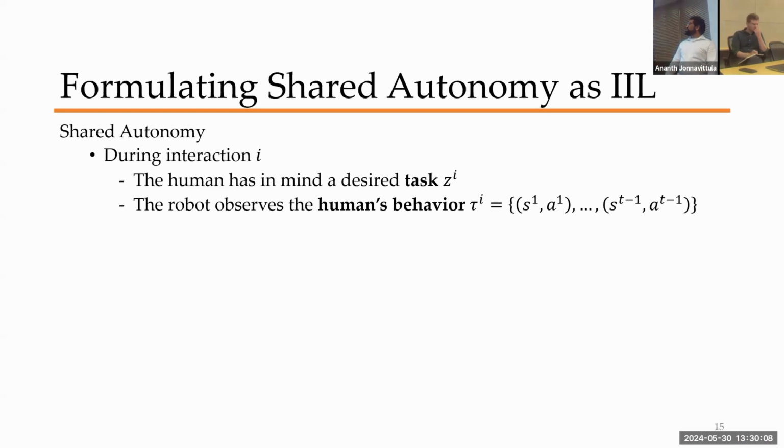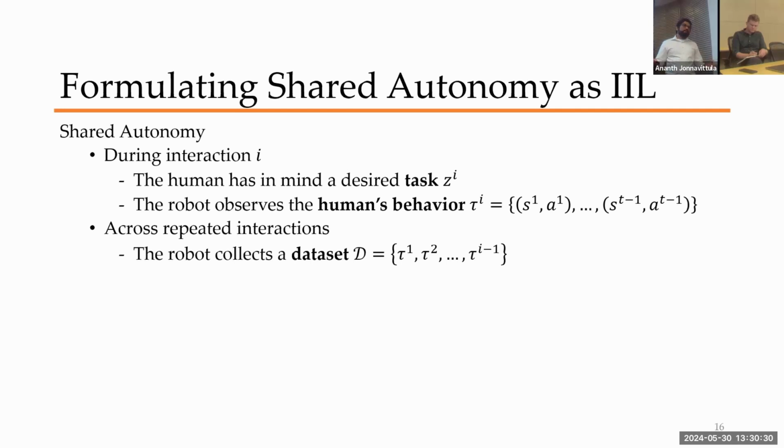So how can we formulate shared autonomy as interactive imitation learning? Let's assume that at some interaction I, the human has a desired task in their mind. Perhaps they want to open a door of some kind. With this goal in mind, they start teleoperating the robot. As this is happening, the robot can collect the states that the robot is visiting and the actions the human is giving.